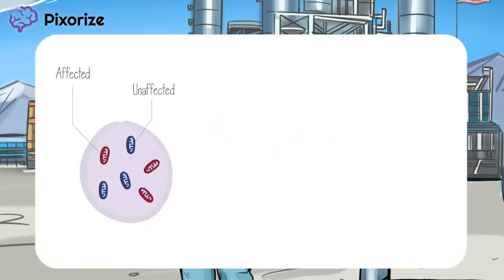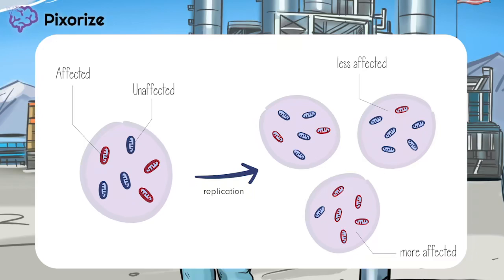In mitochondrial diseases, this variable expression is due to a phenomenon known as heteroplasmy. Hetero means different, and plasmy refers to plastids, which are membrane-bound organelles found in plants that also have their own DNA like mitochondria do. Since each of these organelles have their own DNA, it's possible that the DNA is different from organelle to organelle. This is what heteroplasmy refers to.